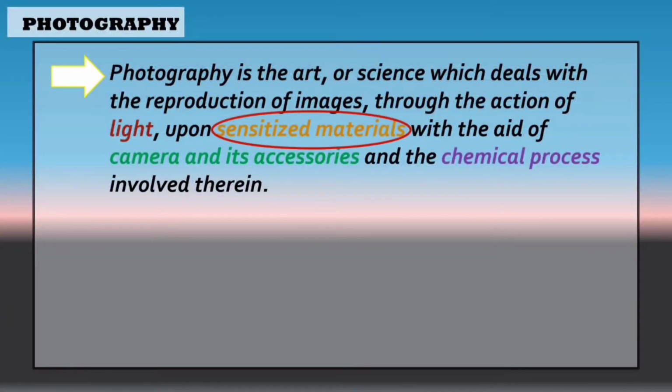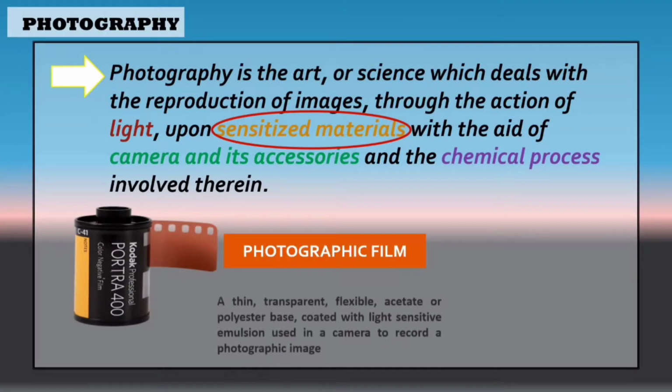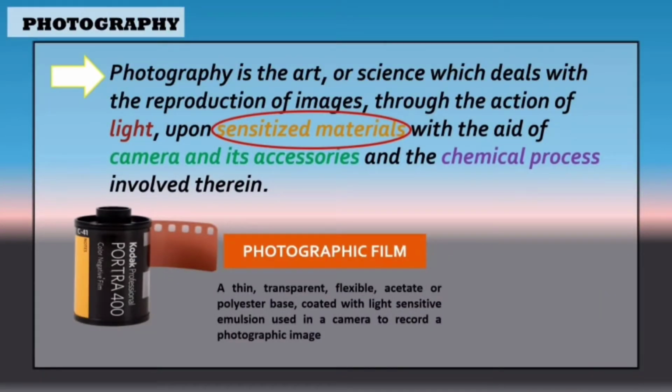And now, let's talk about sensitized materials. In the field of photography, sensitized materials refers to those which are sensitive to light. There are 2 kinds of sensitized materials. One is photographic film, the second is photographic paper. Photographic film is a thin, transparent, flexible, acetate or polyester base coated with light-sensitive emulsion used in a camera to record a photographic image.